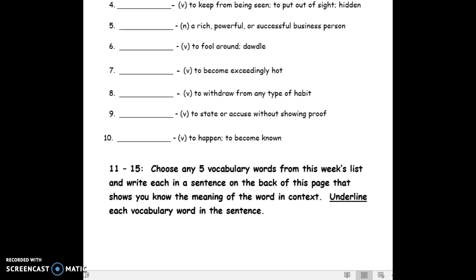For numbers 11 to 15, choose any 5 vocabulary words from this week's list. Choose carefully. Make sure it's words that you are confident you know the definitions to. And write sentences on the back of your paper that show that you know the meaning of the word. Use it in context. Do not define it in the sentence. Then you need to be sure that you underline each vocabulary word in their sentences, and make sure that you have capitalization at the beginning of your sentences and punctuation at the end.